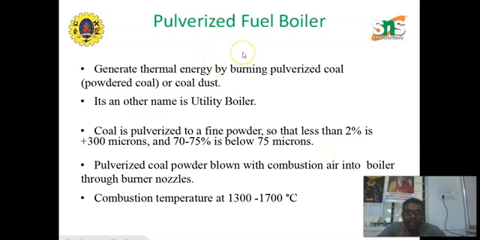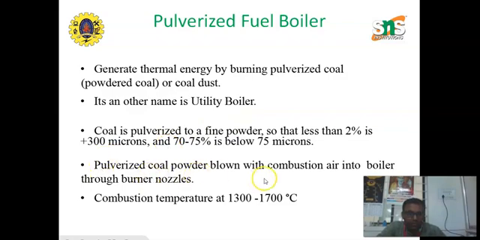Next one is the pulverized fuel boiler. It generates thermal energy by burning pulverized coal. That means powdered coal or coal dust. Another name for the pulverized fuel boiler is the utility boiler. Here the coal is pulverized to a fine powder so that less than 2% is above 300 microns and 70 to 75% is below 75 microns.